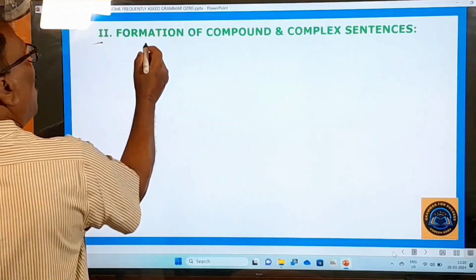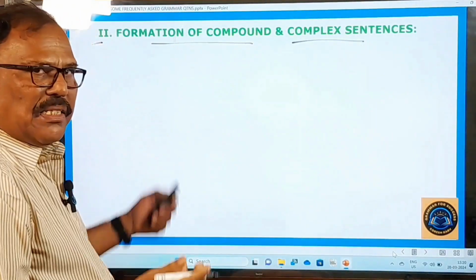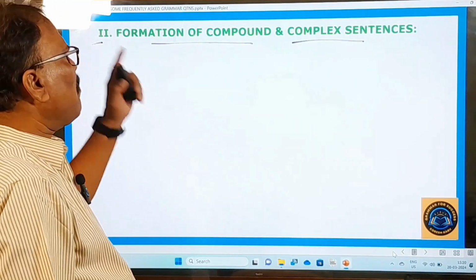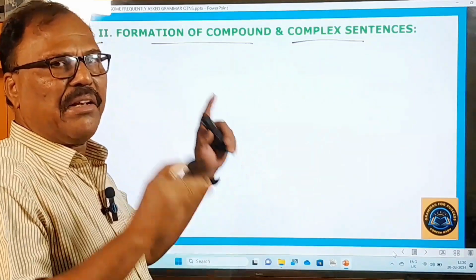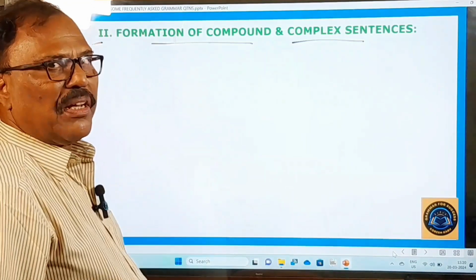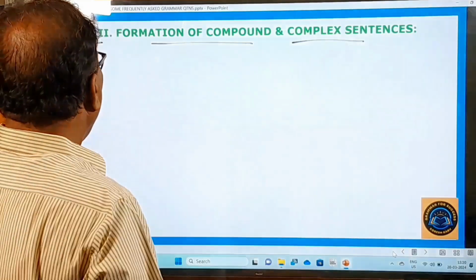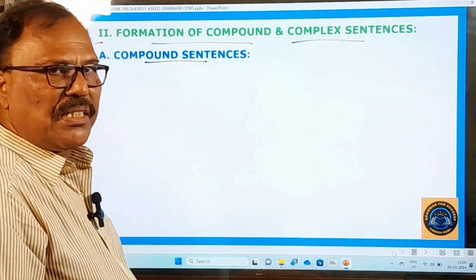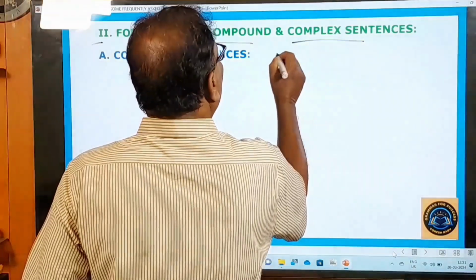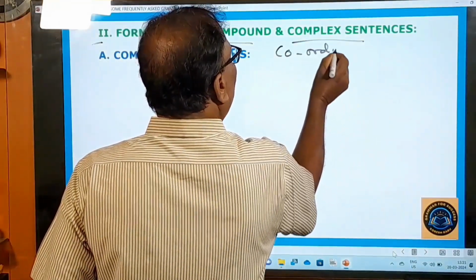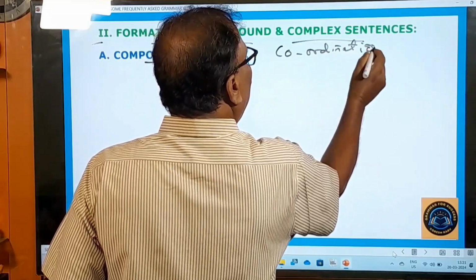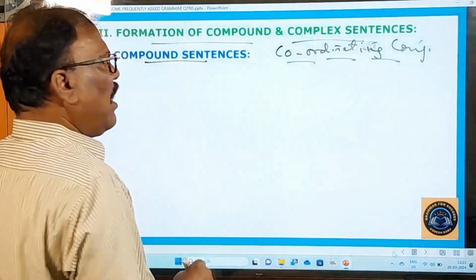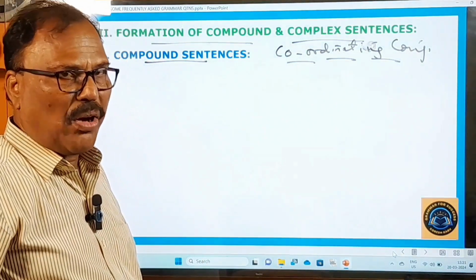Second one, formation of compound and complex sentences. This is also a very important grammatical aspect. Questions are being posed regularly and frequently on this particular grammatical aspect. So let us learn first of all about the compound sentences. You know very well, compound sentences are formed with coordinating conjunctions. All of you know very well about the coordinating conjunctions.